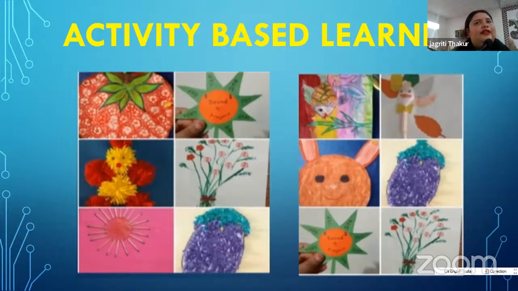What happens when the child reaches class 1 and 2? Then we find that we get a child with fewer ideas.